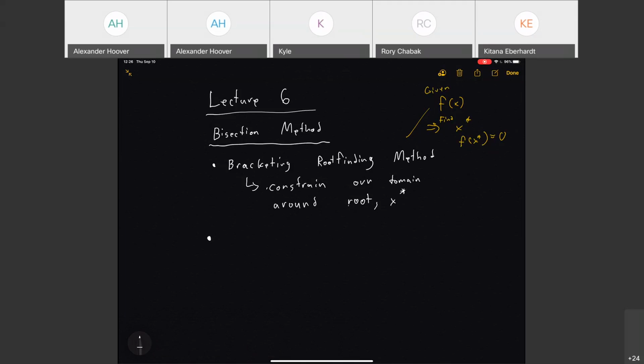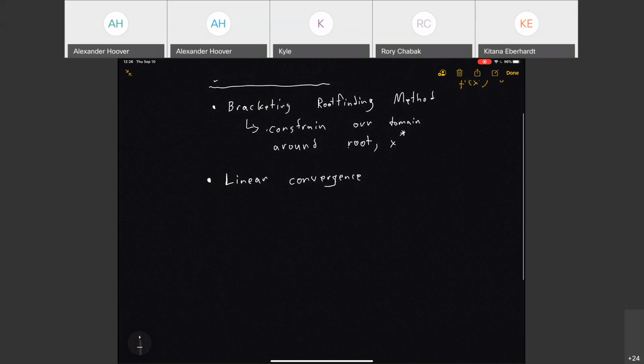What else? It's a linearly convergent method. So I'm just going to say it has linear convergence. Okay. And even if it has linear convergence, it always converges, which is not always the case, and maybe I'll put a little star that I'll explain in a second.